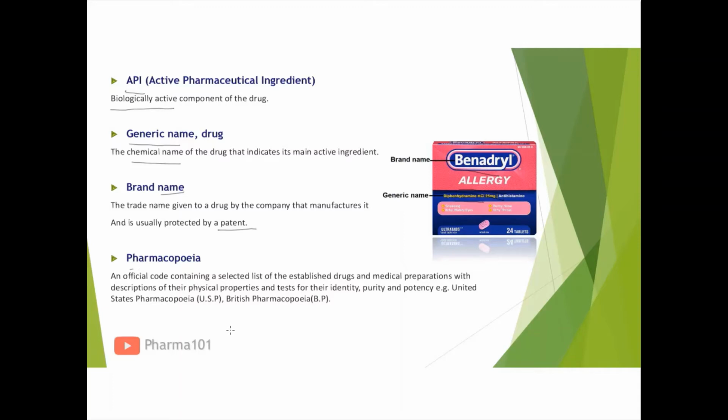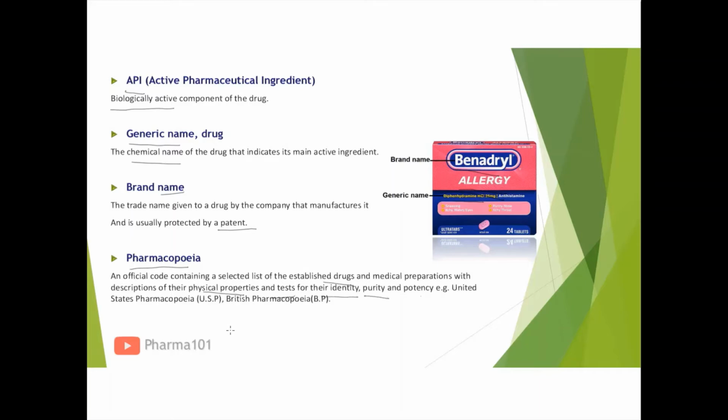Then we have Pharmacopoeia. It is an official book that has the list of different drugs, and it contains information on their physical properties, for example, their melting points, boiling points, their refractive index, their densities, and it also has various tests so that we can identify which drug is there.